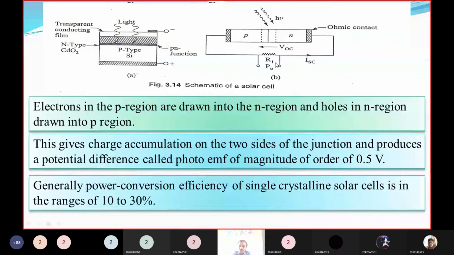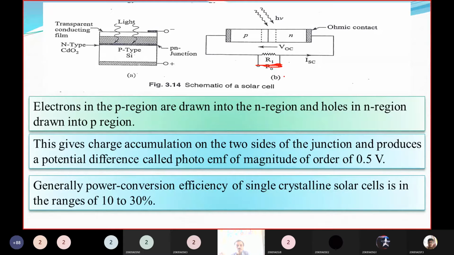Now, if you want to find out the short circuit current ISC, how to calculate it? Just remove the load resistance and connect these two terminals. Here one terminal will be there, here another terminal will be there. We are removing the load resistance and joining these two terminals. If you join these two terminals, what is the current passing through the circuit? That is the ISC.